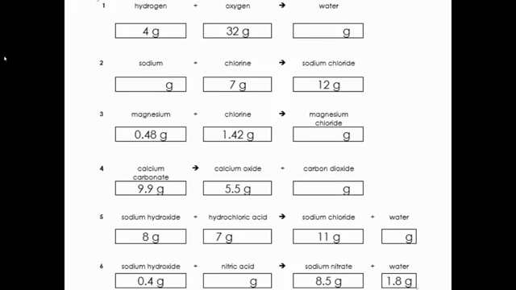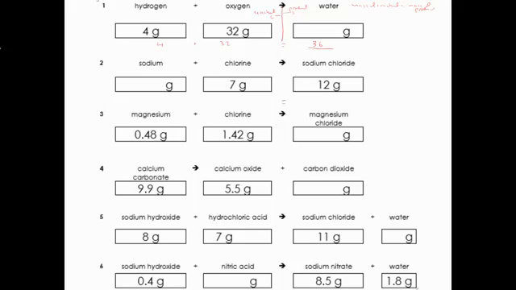So I want you to use this now to try and work out the missing masses. So I'll talk you through the first one. The arrow separates the reactants on the left-hand side and the products on the right-hand side. So we've said that the mass of the reactants equals the mass of the products. So this means my 4 plus 32 has to equal my product. So 4 plus 32 is 36. Okay, so pause the video and then have a go at the questions 2 to 6.